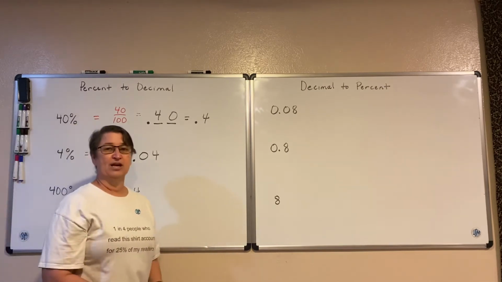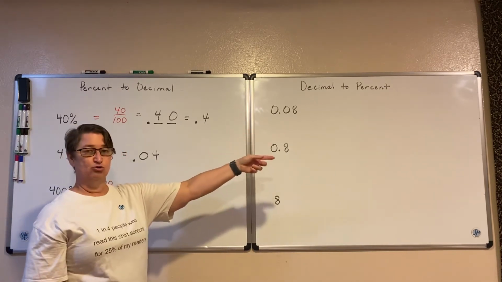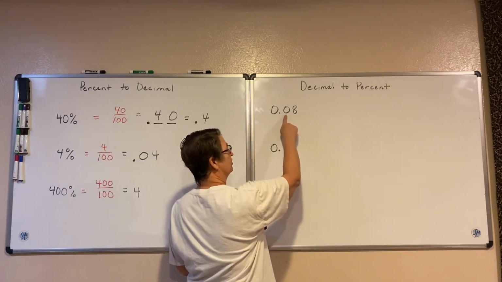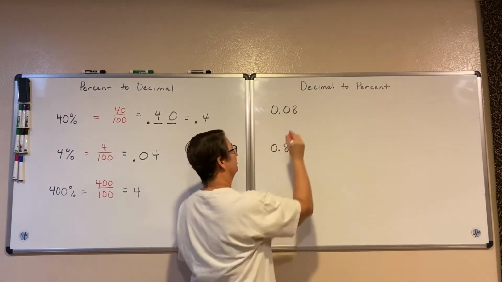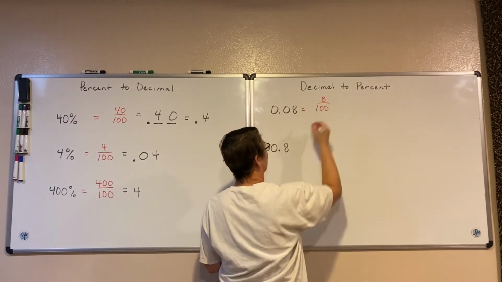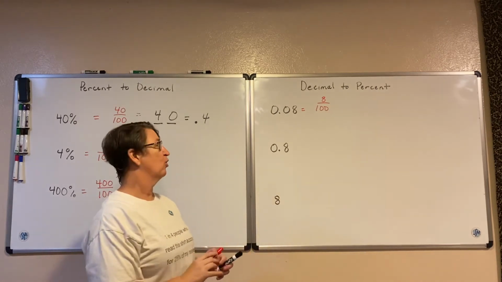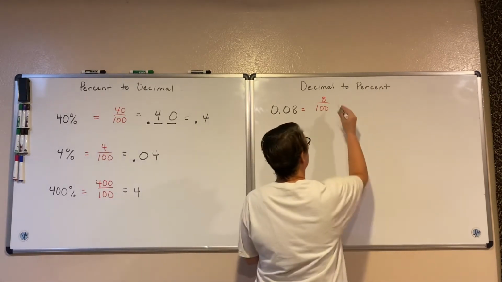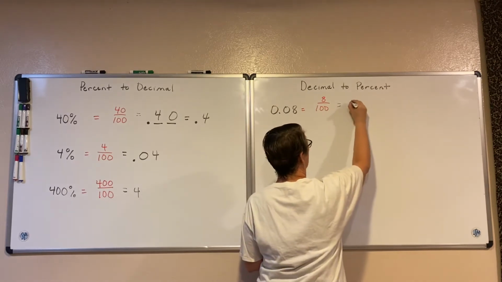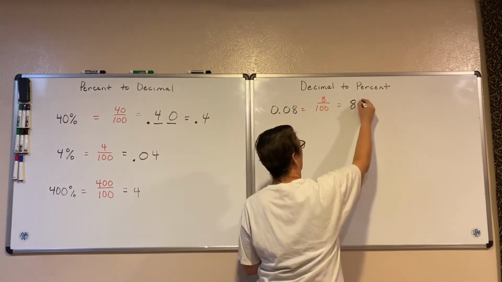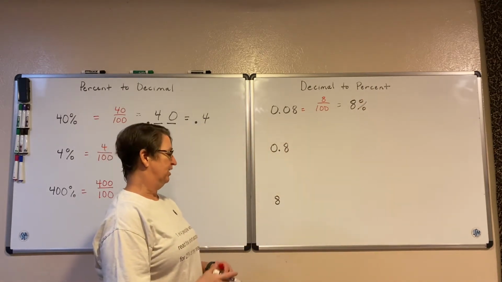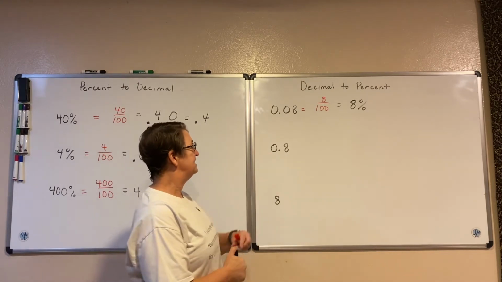I'm going to do the same thing here, going from decimal to percent. So in this case, I've got 8 hundredths. This is tenths, and that's hundredths. I could rewrite that as 8 out of 100. So 8 out of every 100. Or as a percent, percent is always out of 100. So now, since this is out of 100, I can just turn that 100 denominator into a percent sign so that I have 8%.